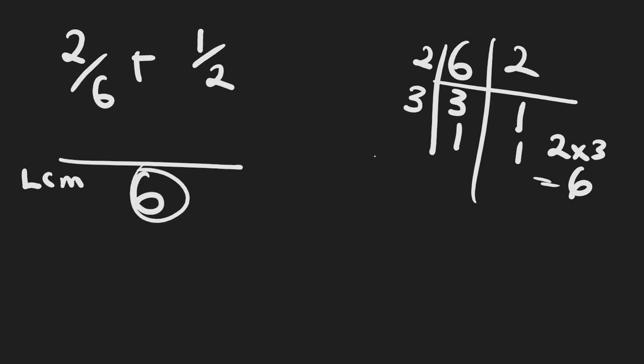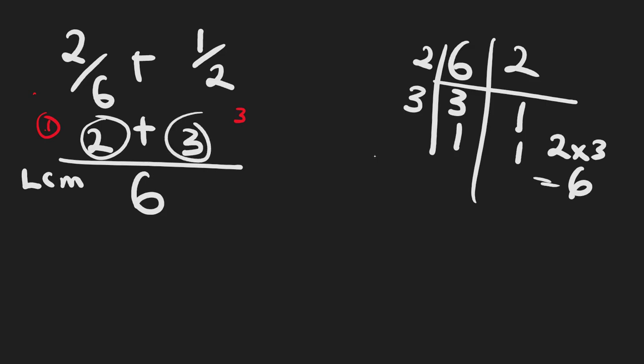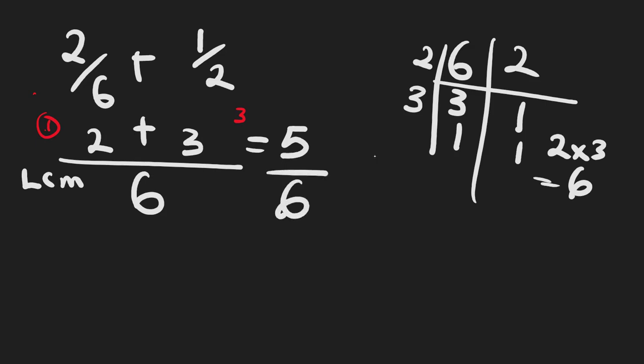So 6 divided by 6 is equal to 1. So we have 1, right? And 1 times 2 is 2. 2 plus 6 divided by 2 is actually 3. So we have 3. And 3 times 1 is 3. So we're going to write 3. So 2 plus 3 is going to give us 5, right? So we have 5 over 6. And that is our answer.